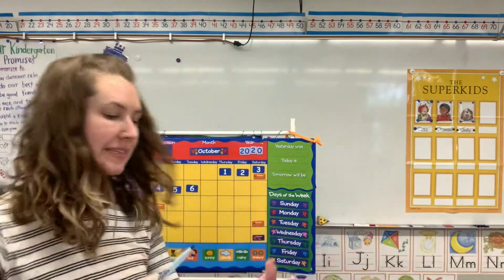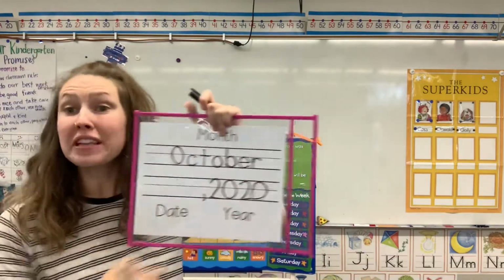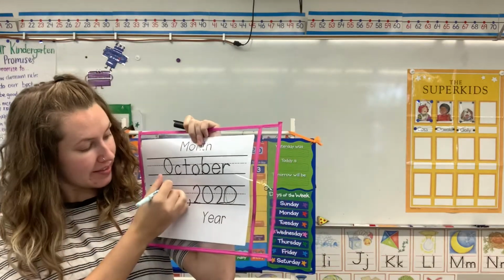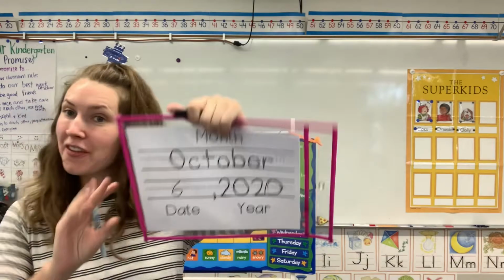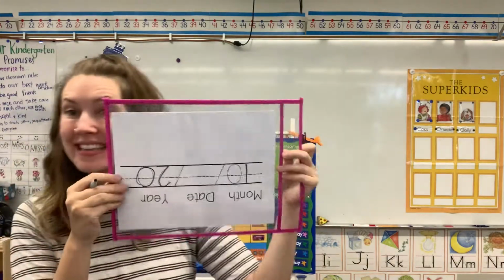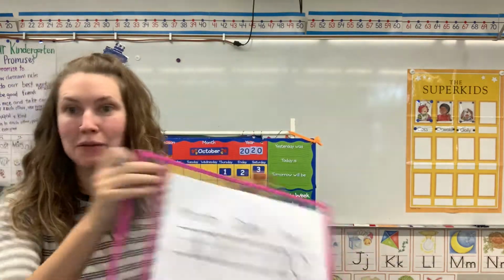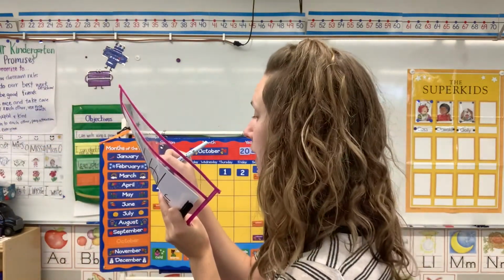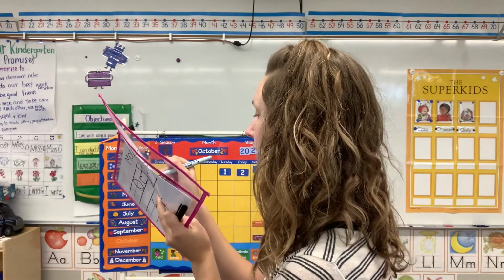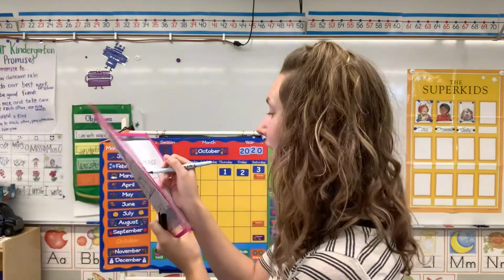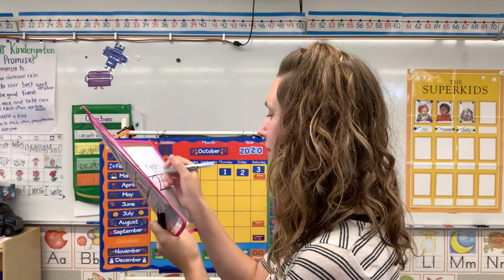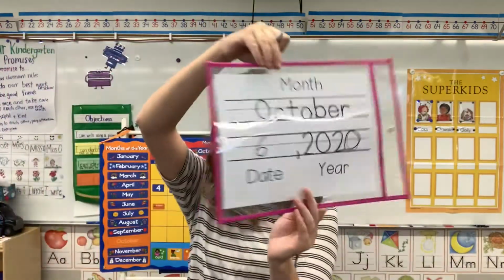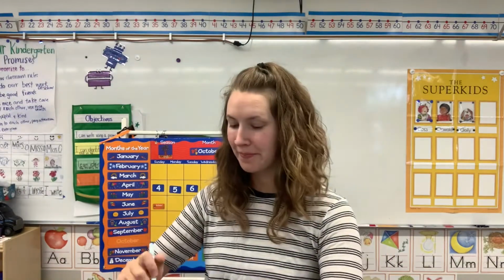So just like we said, it is the month of October. We traced that yesterday. Now I can change my date to the 6th. And on the back, remember we talked about it is the 10th month of the year. Upside down. So I was able to trace my 10. And now I can add that today is the 6th. So I change my date so it says that it is the 6th of October.